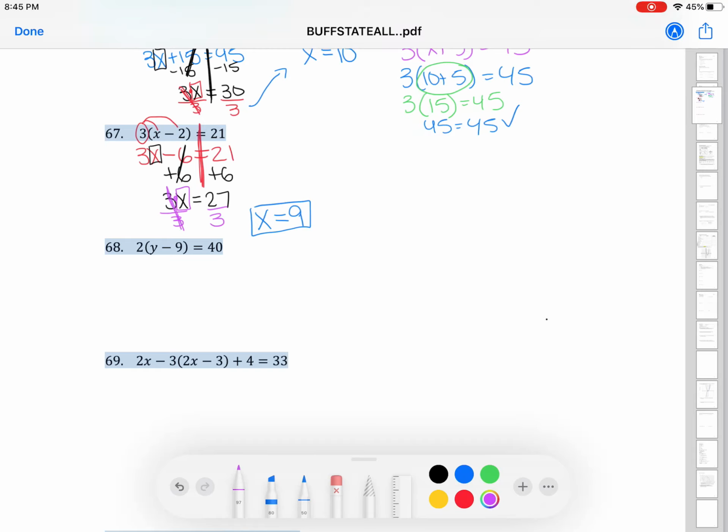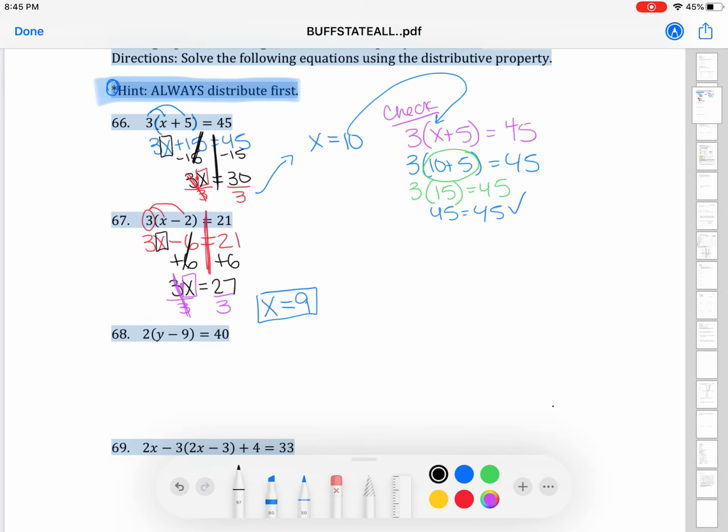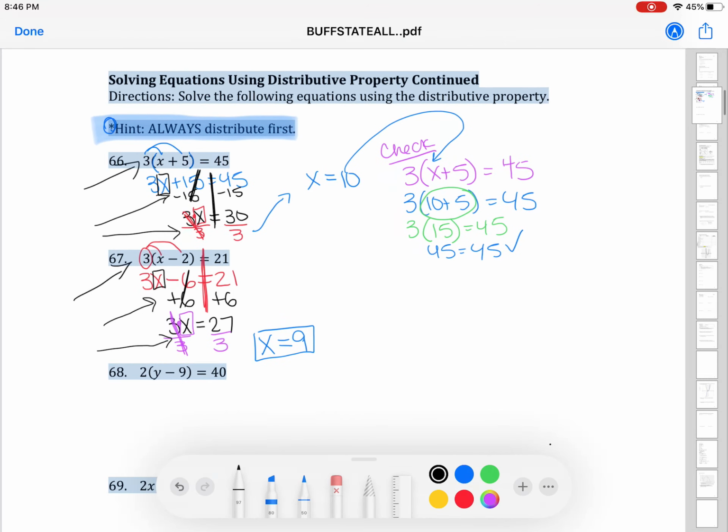My last step here to get x by itself, since it's being multiplied by 3, I'm going to divide both sides by 3, and you get x equals 9 because those 3's cancel out, and 27 divided by 3 is 9. So notice, same thing with 66 and 67. You start by distributing because you always distribute when you see that first. Then you wanted to get rid of what was being added or subtracted. Then you divided by what was being multiplied by x and you got your answer. So it's the same process over and over.